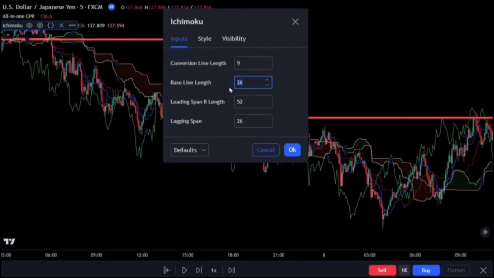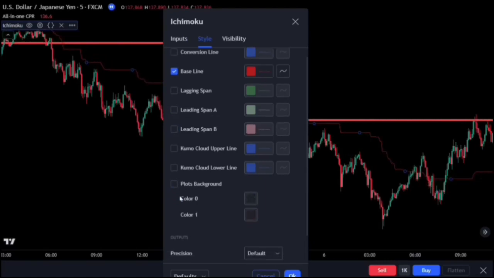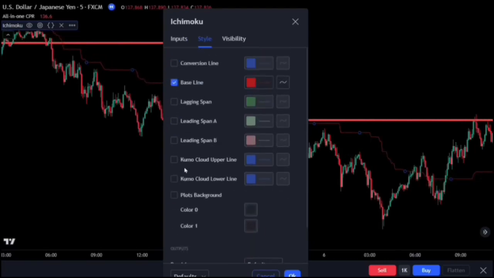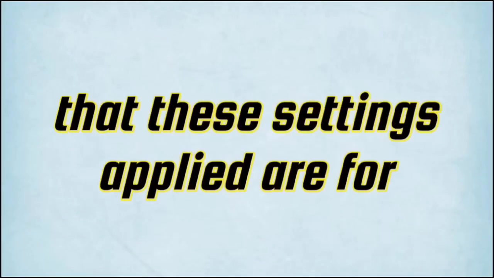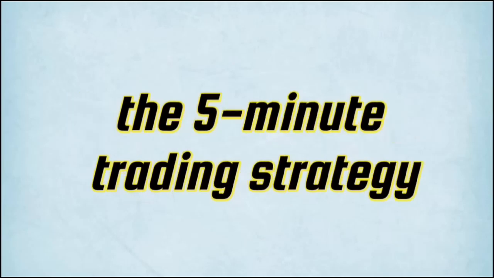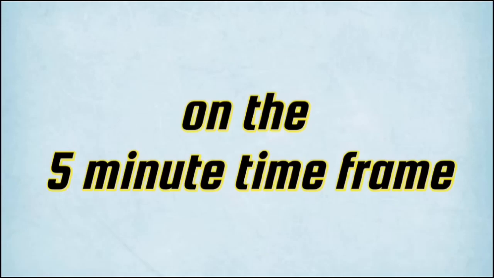On the input, change the baseline to 144. Now, on the style, uncheck every other setting except the baseline. Lastly, change the color of the baseline to white. And that's all. Please note that these settings applied are for the 5-minute trading strategy, as we try to scalp the USD/JPY on the 5-minute time frame.